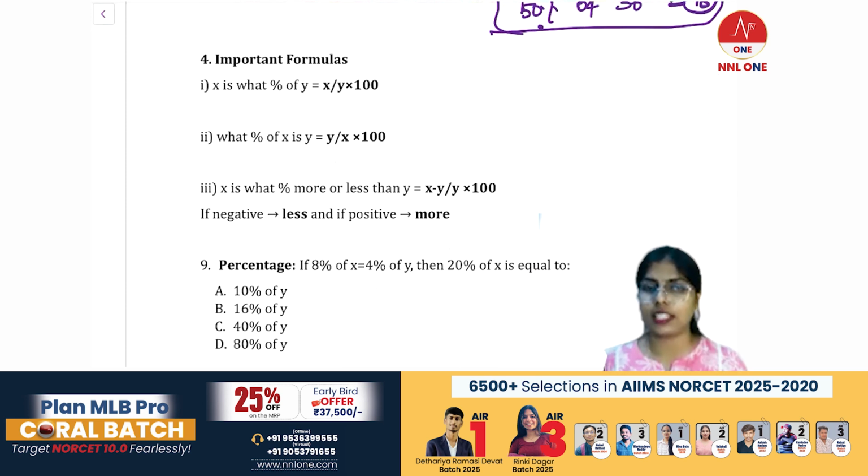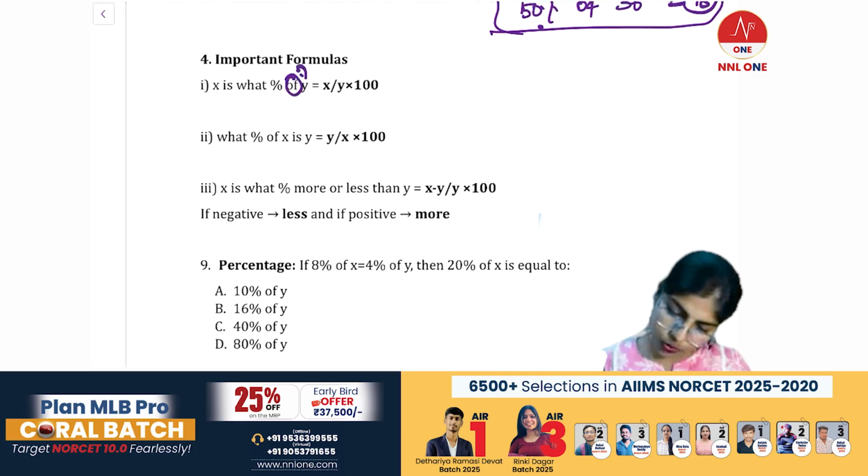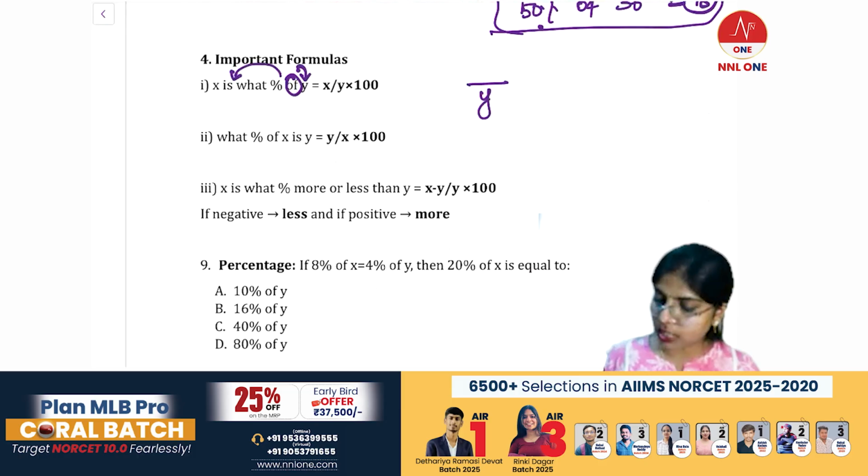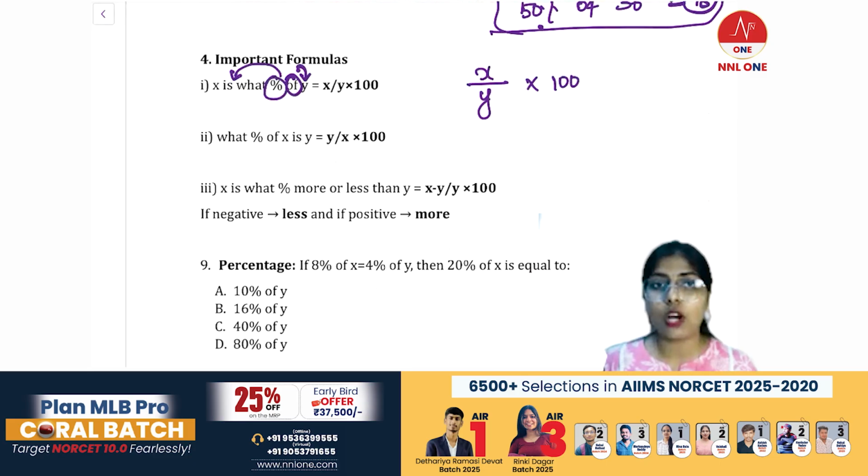Important formulas in the percentage topic. If a question is asked, X is what percentage of Y? Always keep in mind the term which is next to "of" should come in the denominator, and the remaining variable should come in the numerator, into 100. Why are we multiplying by 100? Because we are asked what percentage.